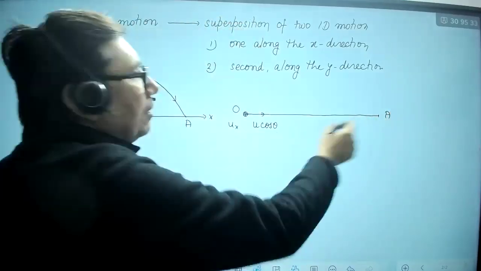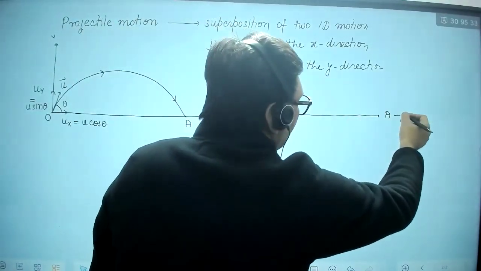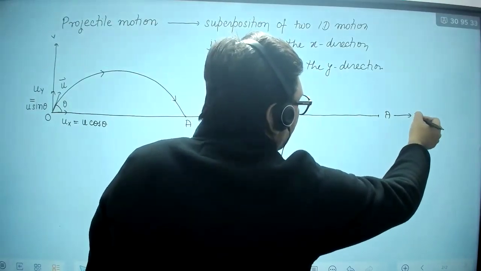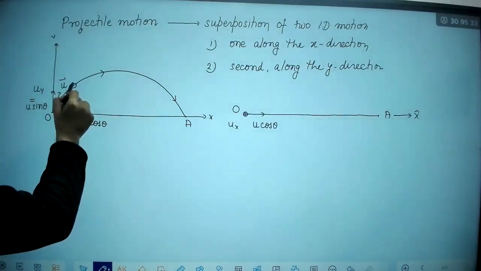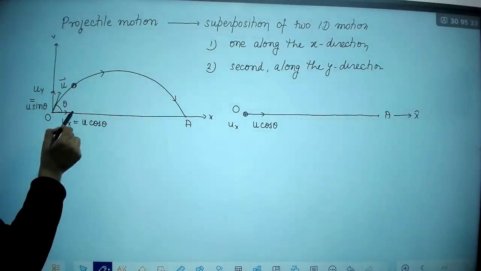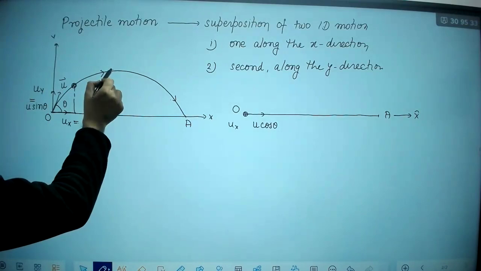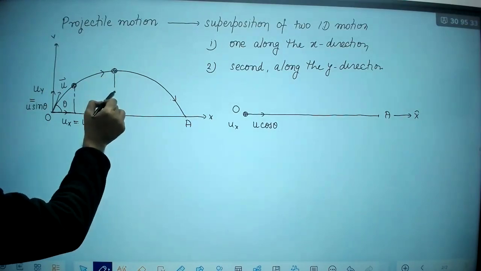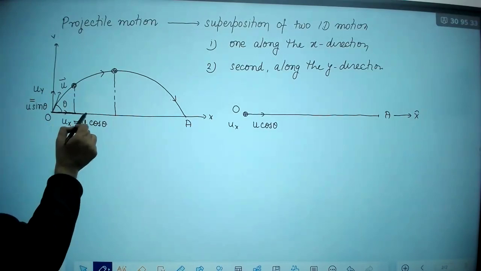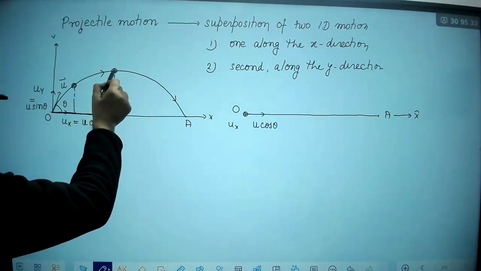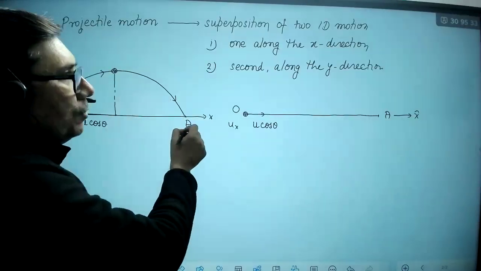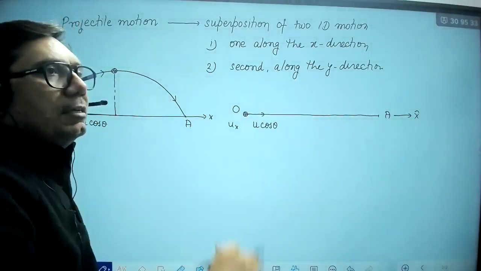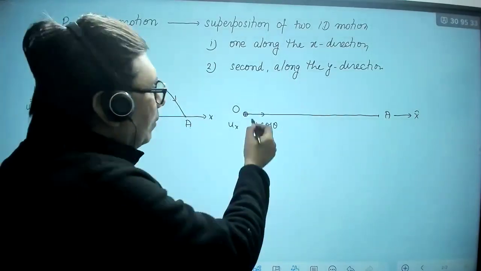So this is the motion along the x direction. Throughout the motion, it is shifting in the x cap direction. When the particle is here, it has traveled this much x distance. Continuously, the x coordinate of this particle is increasing, and when it hits the ground at the point A, up to this point the x coordinate is going to increase. So one motion will be this.